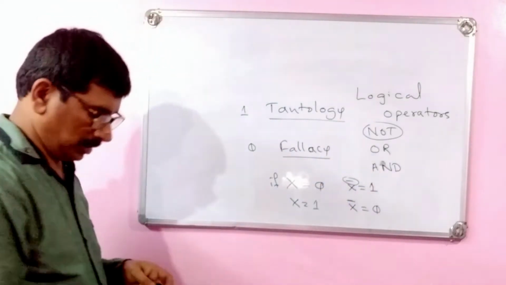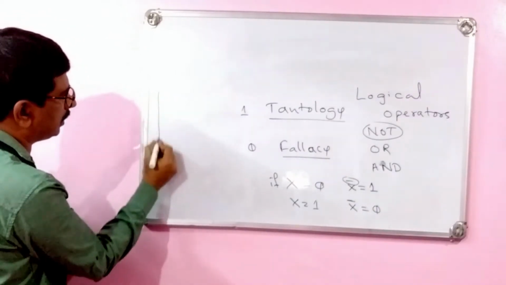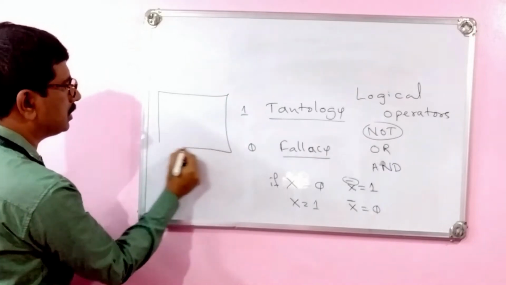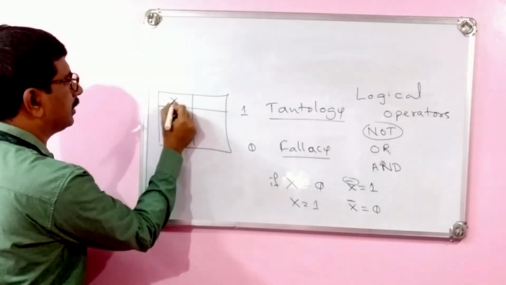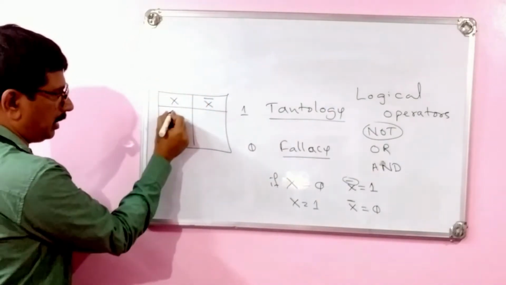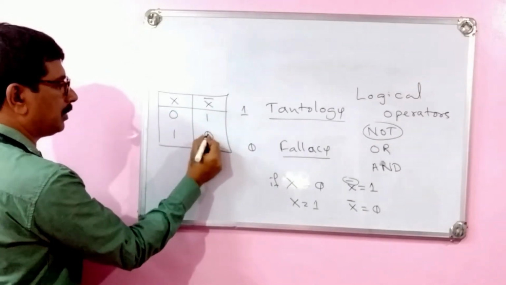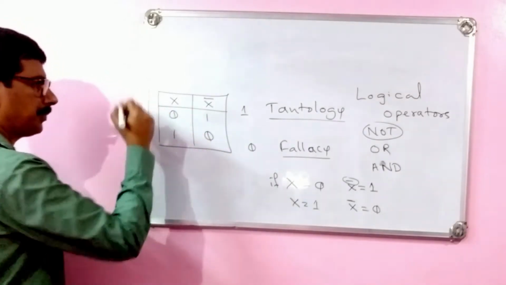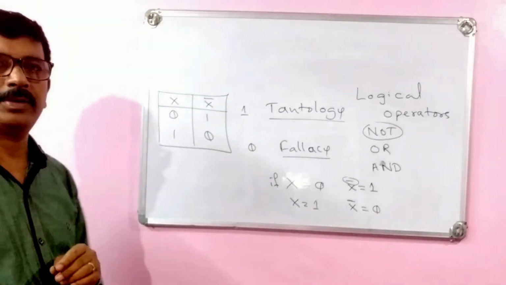And how will we represent it by using the truth table? We will take x and the result is x bar. X is 0, this is 1. X is 1, this one is 0. So in this way we will represent it.